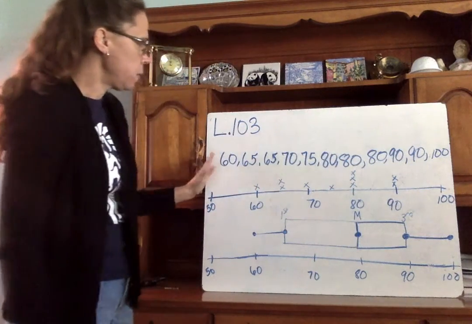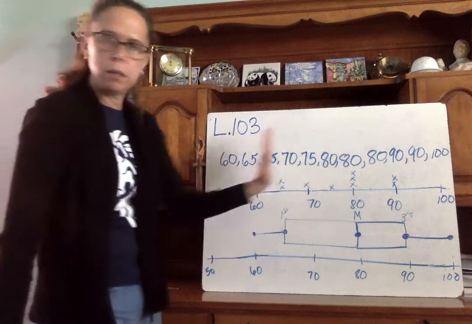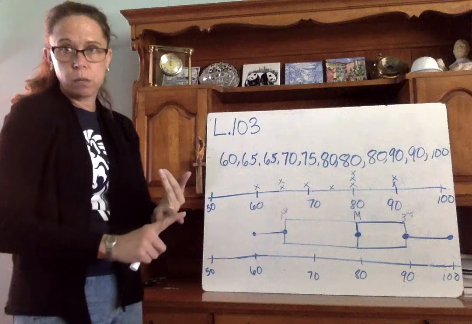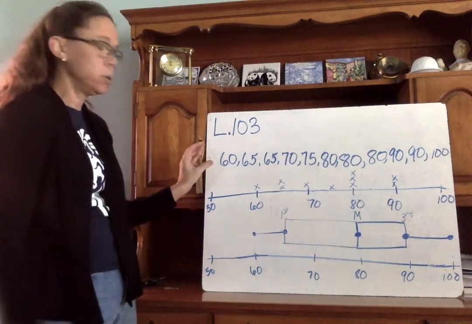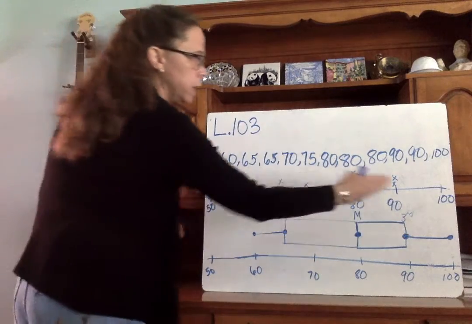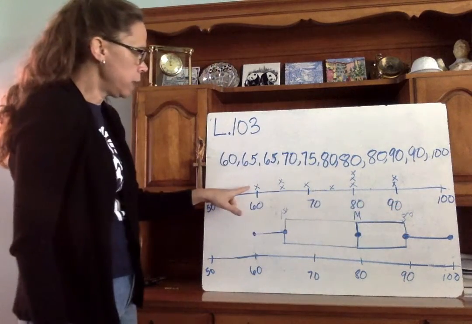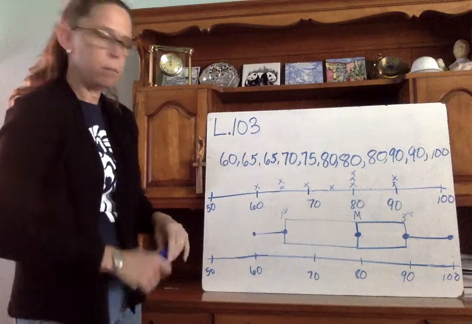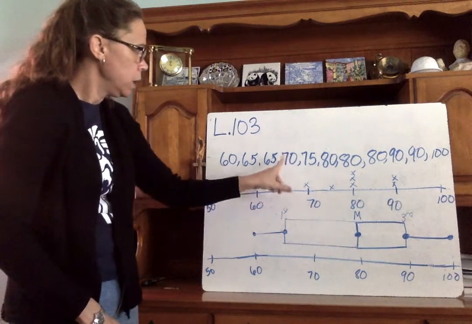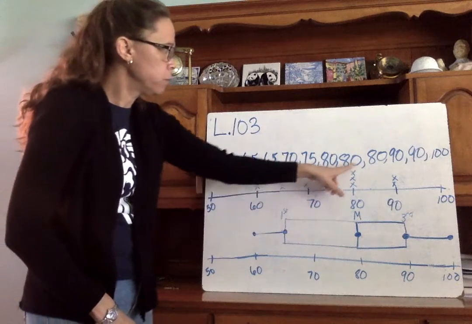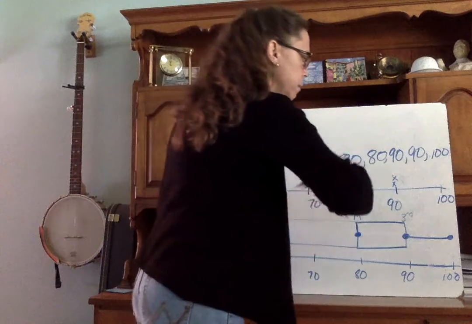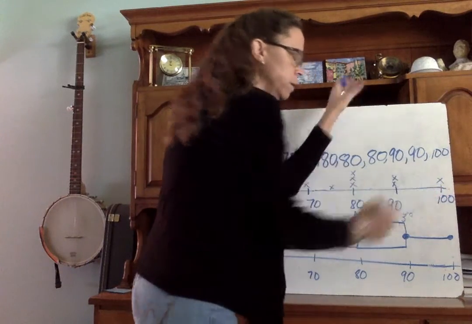Okay, and I went ahead and put them in order from smallest to biggest. Remember, when we're dealing with line plots and box and whisker plots, we need to have our numbers in order from least to greatest. And we can create a line plot. Our little X's stand for how many times that number appears. 60, I've got one 60, two 65s, a 70, a 75, three 80s, two 90s, and a 100. My X got erased there.